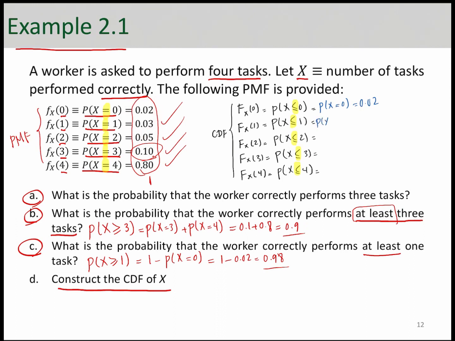It's probability of X equals 0 plus probability of X equals 1. And that is 0.05, right? That is 0.02 plus 0.03. Similarly, you can continue this, less than or equal to 2, that's the addition of these 3 values. Less than or equal to 3, addition of these 4 values. And less than or equal to 4 is ultimately going to be equal to 1. And just like that, you get the CDF function of this PMF.